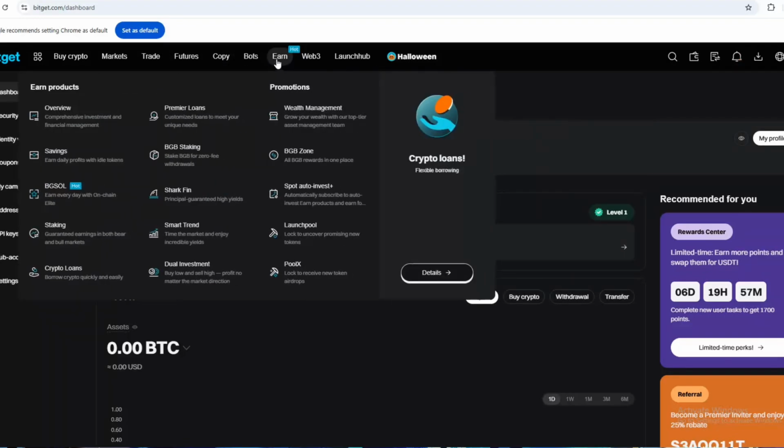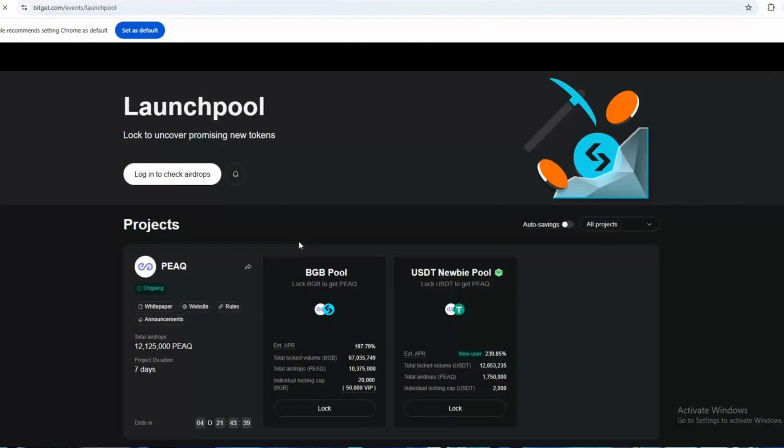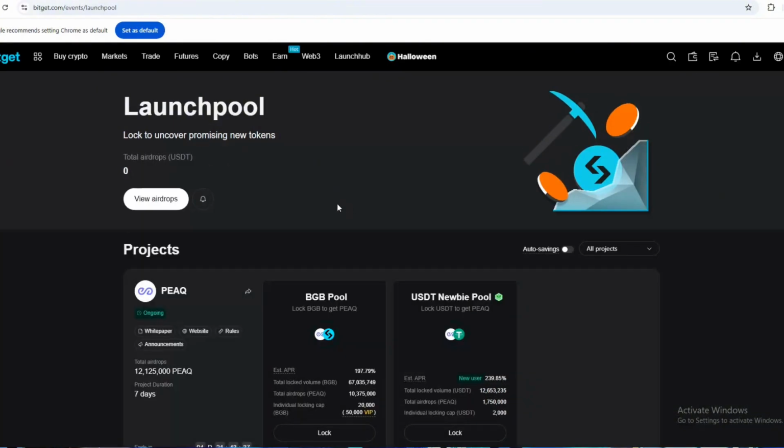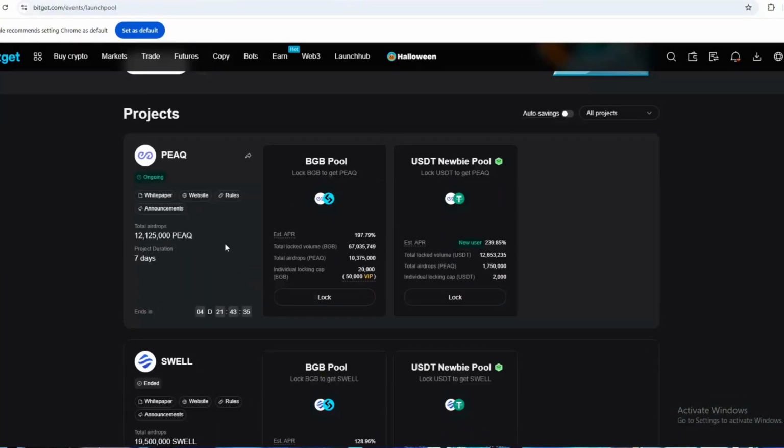to click this earn section, and then you can see the launch pool. You can click this launch pool. After clicking the launch pool, guys, then you can see this is the ongoing launch pool. And yeah, this is the PEAQ launch pool. You need to click here. After you click here, guys, then it will redirect you to a page, guys. You can see the white paper, website, and rules and announcements.